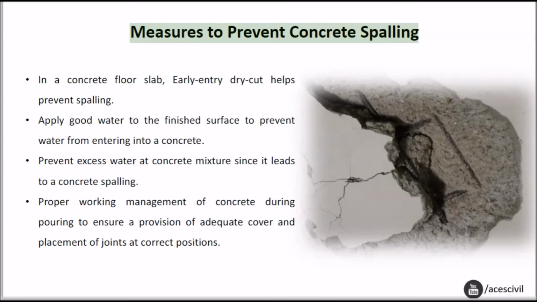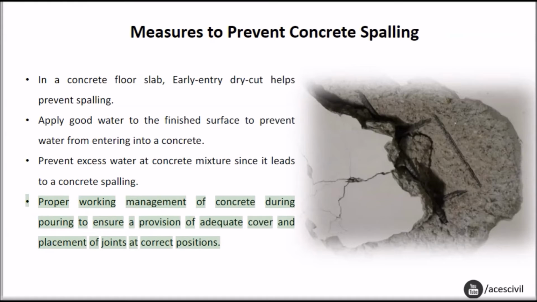Measures to prevent concrete spalling. In a concrete floor slab, early entry dry cut helps prevent spalling. Apply a good waterproofing to the finished surface to prevent water from entering the concrete. Prevent excess water in the concrete mixture since it leads to concrete spalling. Proper working management of concrete during pouring ensures provision of adequate cover and placement of joints at correct positions.